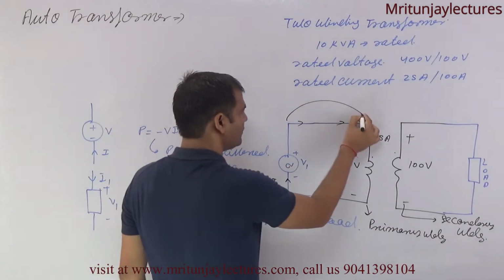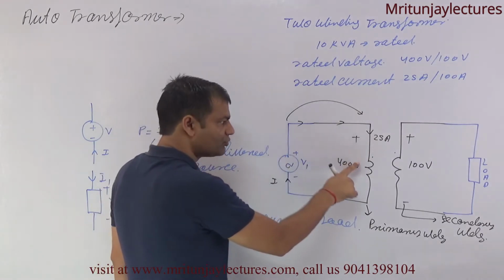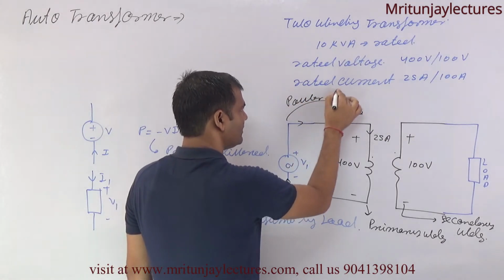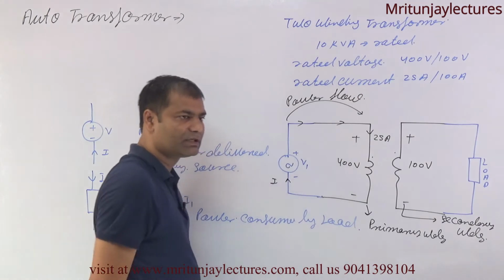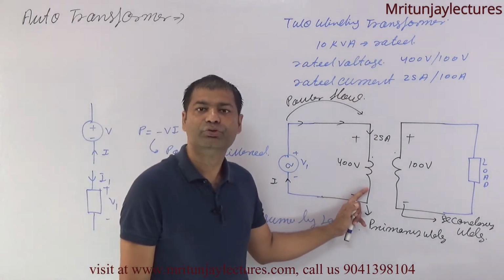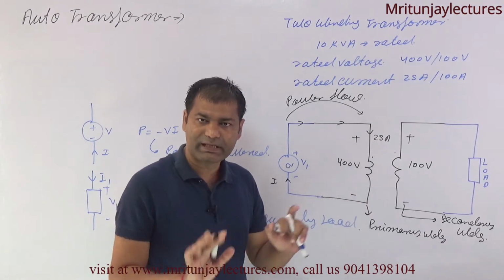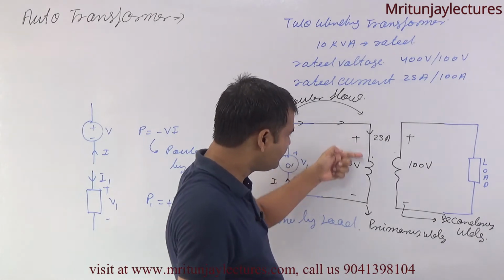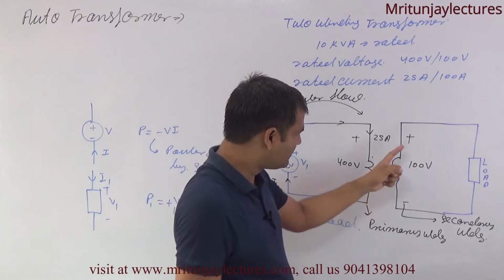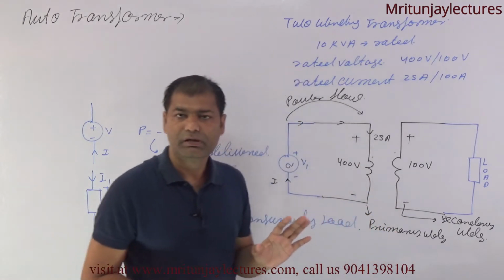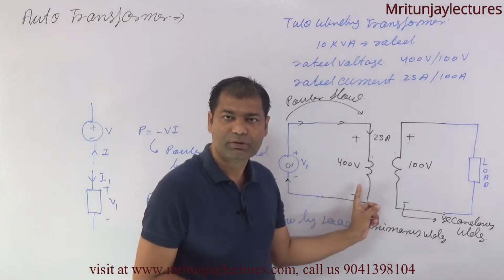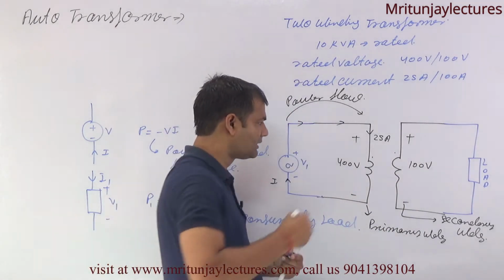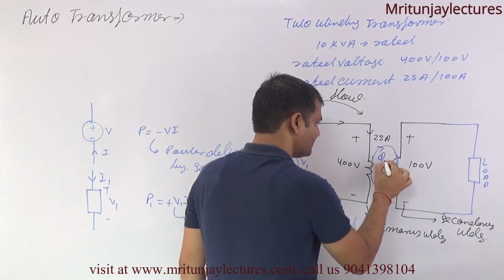So what about power flow? Power flows from source to primary side, direction of power flow like this one. It is clear? In two winding transformer, now here, if that is power consumed, according to two winding transformer, power is transferred from primary side to secondary side with the help of electromagnetic induction, with the help of phi m.